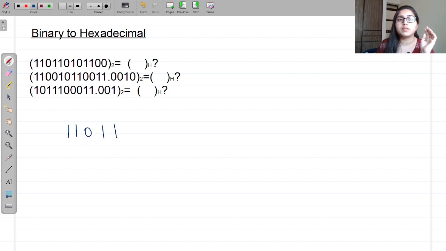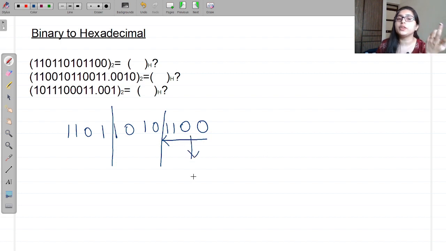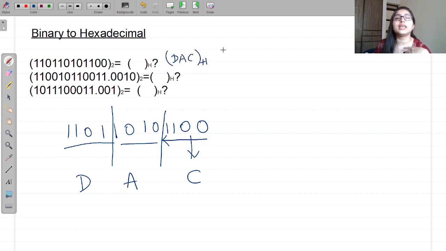See, suppose 11010101100. I will start grouping from the right. This is 4, this is 4, this is 4. So what is 1100 equivalent to? From the table you see, you will get C. What is 1010? Refer to the table, you're going to get A. 1101, refer to the table, you're going to get D. So this is DAC hex. Why are we going to group from right to left? That also we will come to know.